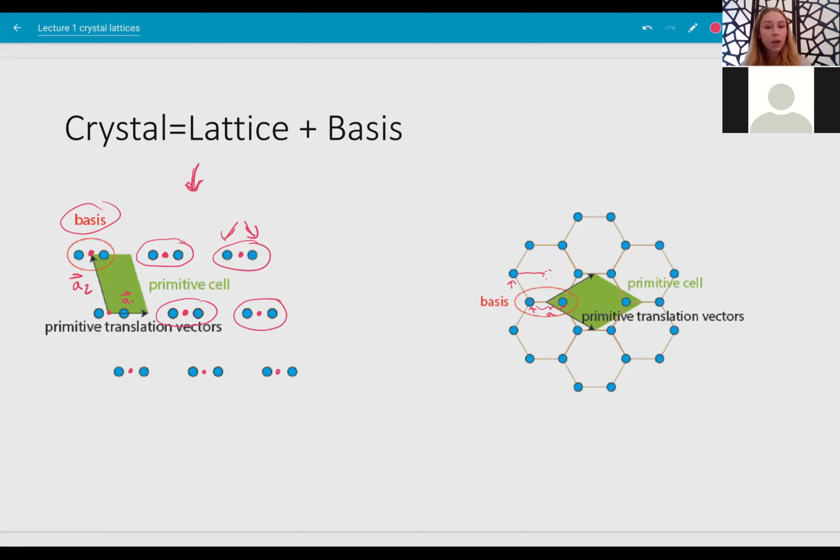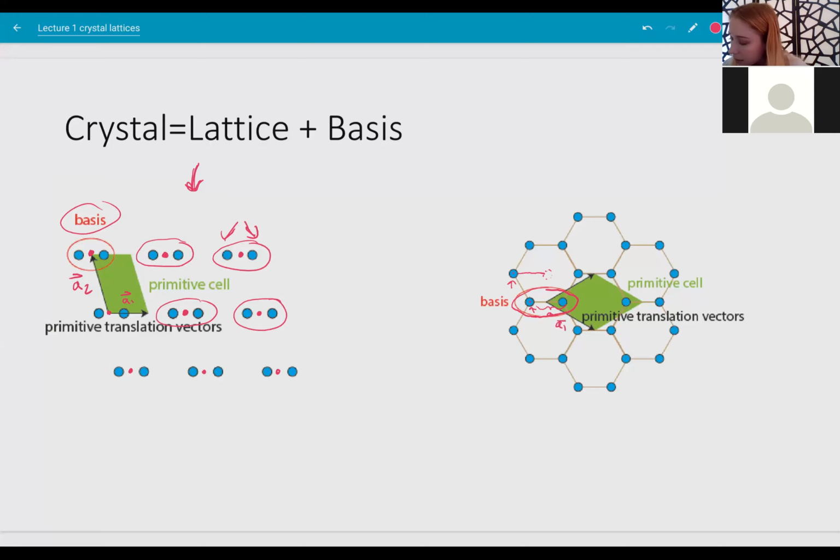So in a honeycomb lattice, there is a two-atom basis, and one way of defining the basis is shown here. Just two atoms that are adjacent to each other horizontally. And one way of defining primitive translation vectors is drawn in with the green parallelogram, where let's call this lower one A1 and this upper one A2.